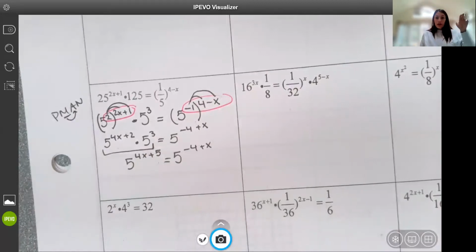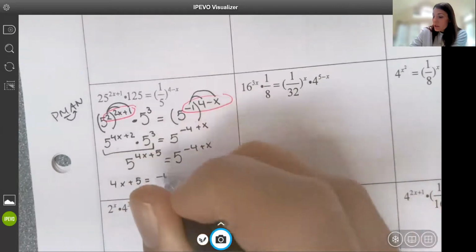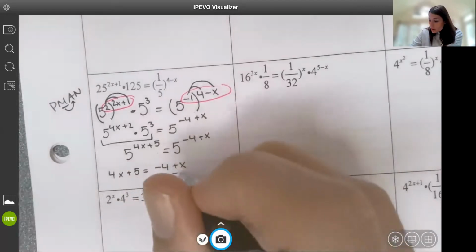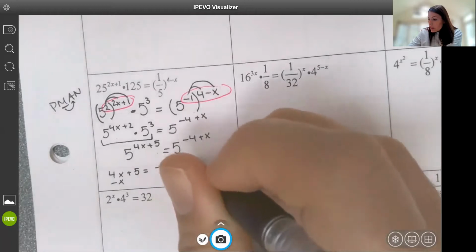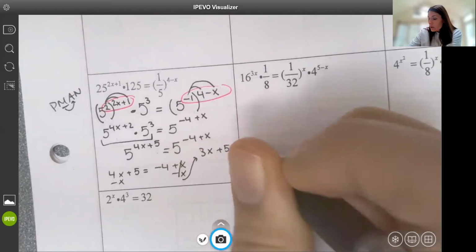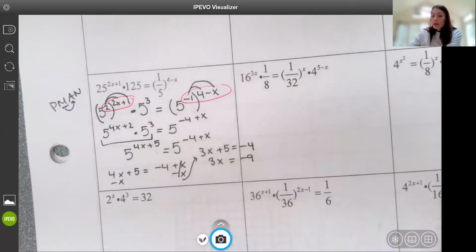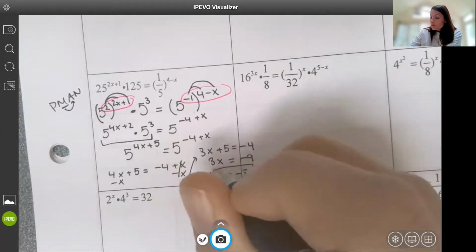Now that I have it down to 5 to some power equal to 5 to another power, those powers must be equal. So I can say 4x plus 5 must equal -4 plus x. And now I'm solving. So maybe I subtract x. I'm running out of space here, giving me 3x plus 5 equals -4, or 3x equals -9, and x equals -3. Okay.